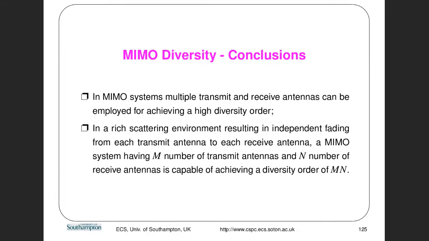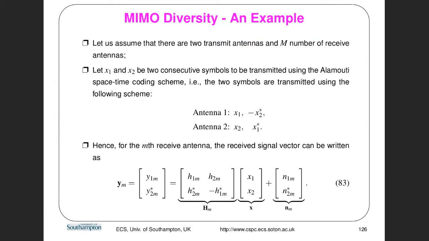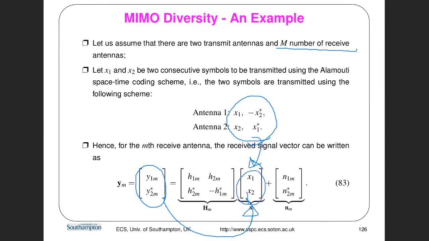So diversity, when we have STBC and when we have multiple receive antennas. So here we have M receive antennas. The transmitting pattern is still like this. We transform this into the equivalent STBC received signal model. So we have Y1, Y2 for detecting X1, X2. So we try to avoid repetition on the transmitted signal.